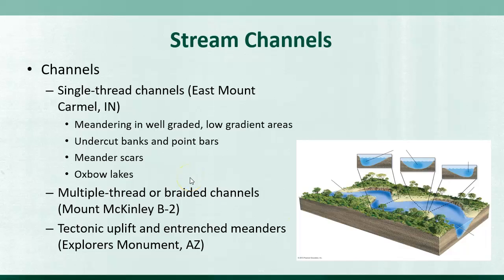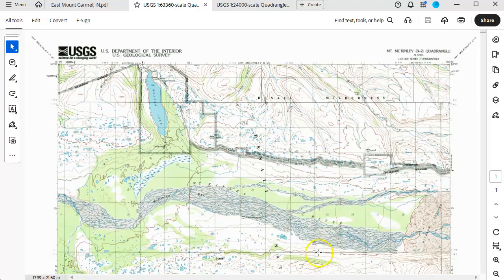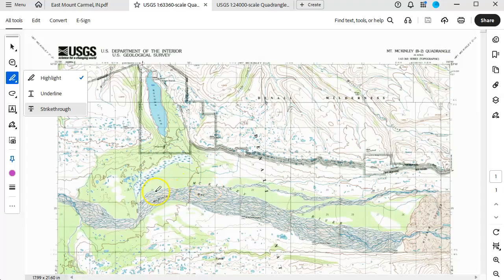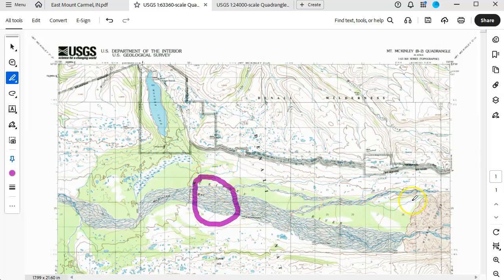Now, when you do have large amounts of material, you can have stream channels that are called multiple thread or braided channels. And braided channels tend to be very complex. Some great examples of them occur all around Alaska. And the McKinley River is a great example of one. You can see many channels that move through this area. And this is because it's being fed by the Muldrow Glacier back here.